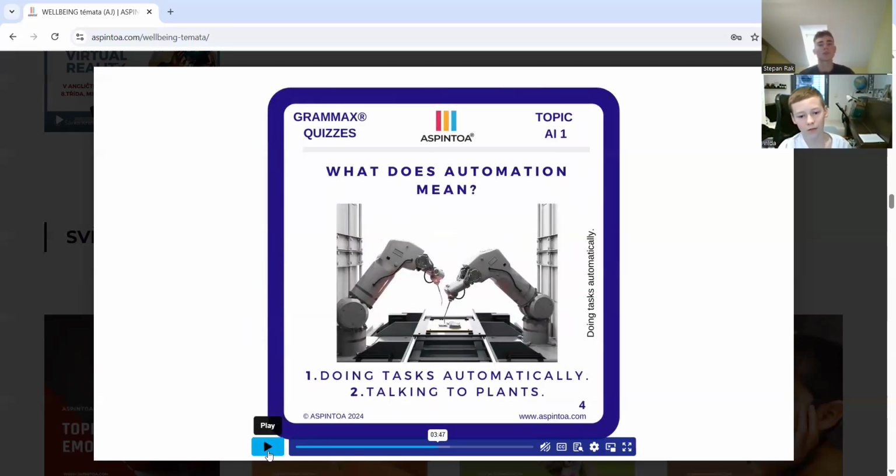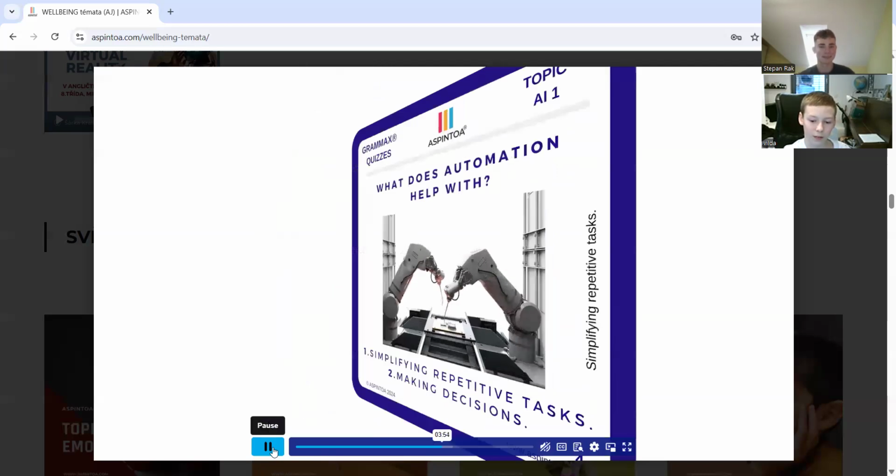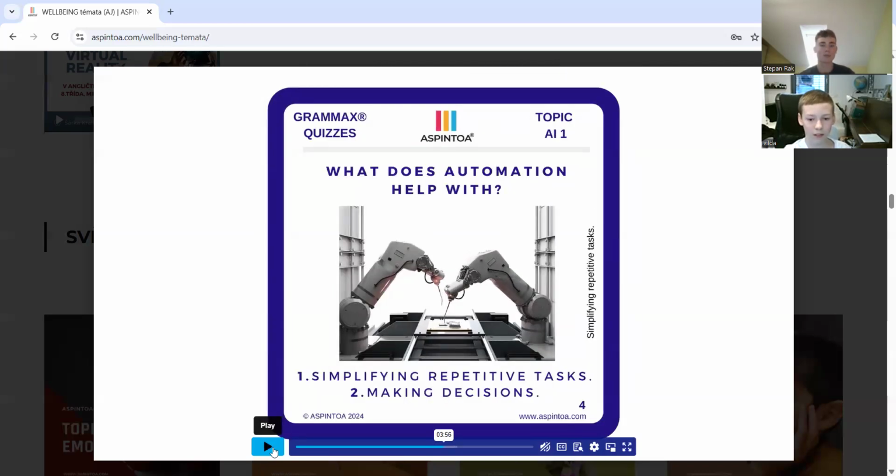And what does automation mean? Doing tasks automatically. Yeah, definitely. And what does automation help with? Simplifying repetitive tasks, making decisions. Simplifying repetitive tasks. Yeah, I agree that for repetitive tasks, machines are really useful.